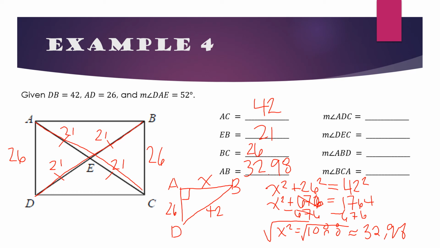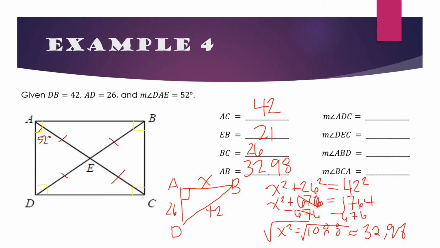So now let's look at the angles. To make things easier, I am going to erase all of these side lengths that I marked. I am going to mark these pieces congruent. And then let's see, they tell us DAE is 52 degrees. So that is this little angle right here. Because it's a rectangle, we do know that all of the angles are right angles. So don't forget about that.